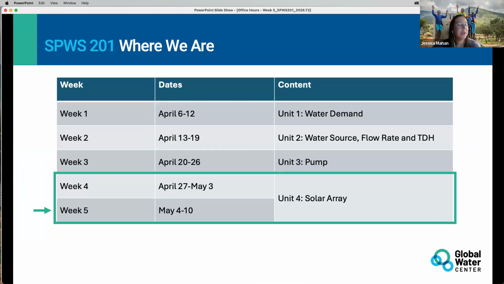And quick reminder, we are in the final week of the course. So covering everything solar array design, and then wrapping up everything that we've learned so far.